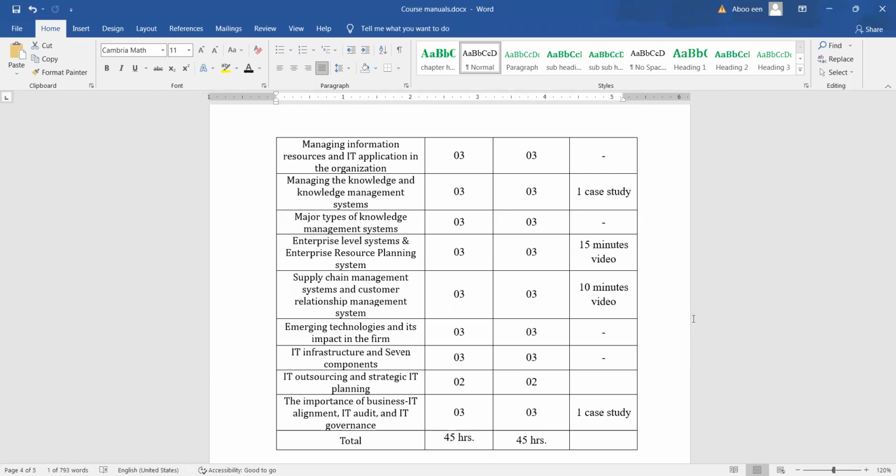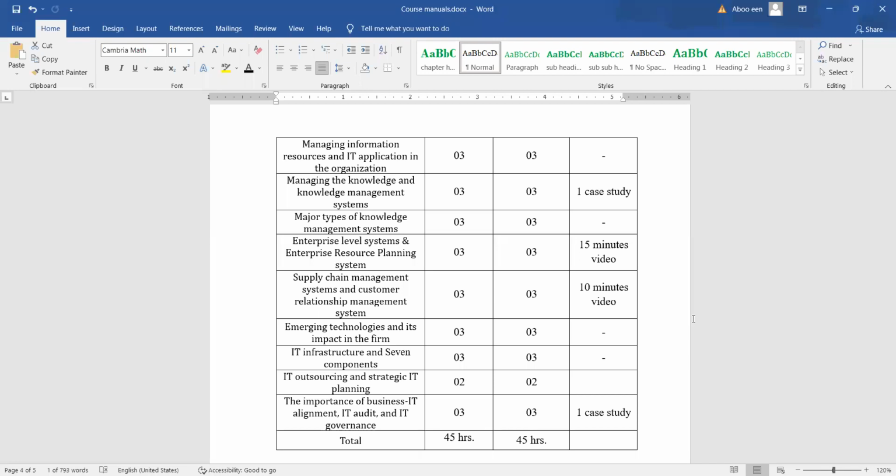Managing knowledge and knowledge management systems. There we will discuss what is knowledge management, what is a knowledge management system, and what are the different types of knowledge management system, and how they serve an organization. Everything we will discuss for 3 hours. Next, we will discuss major types of knowledge management system. For that, we will spend 3 hours.